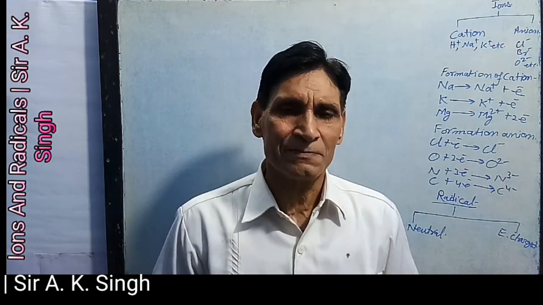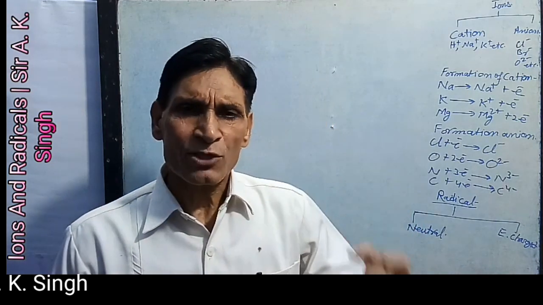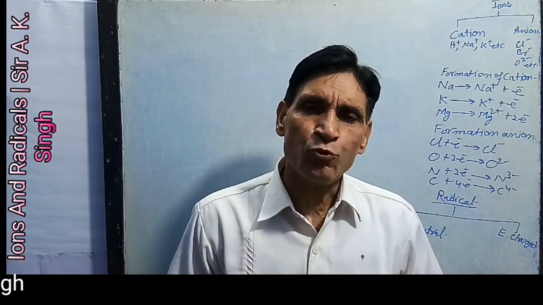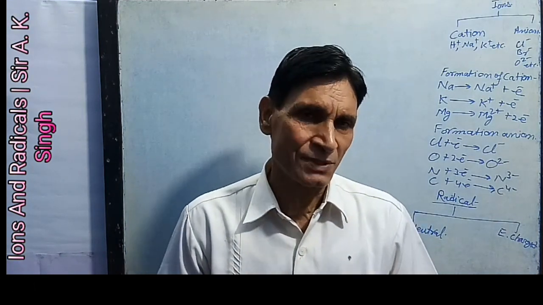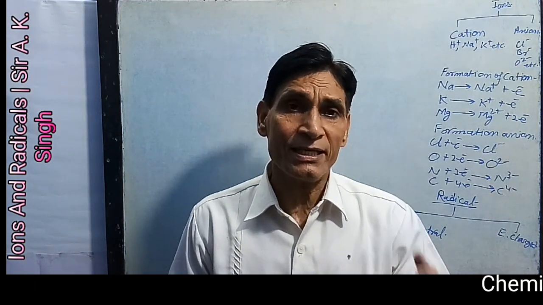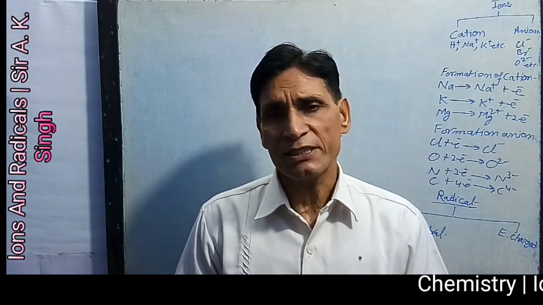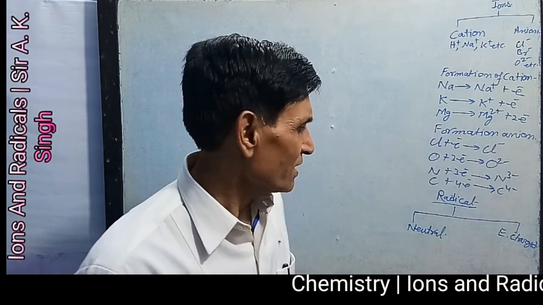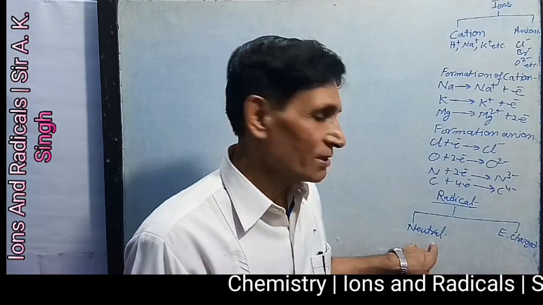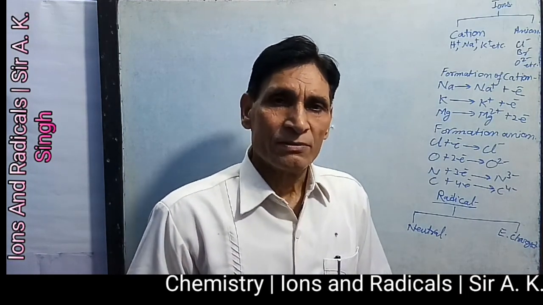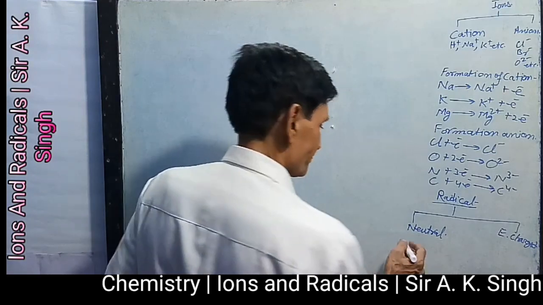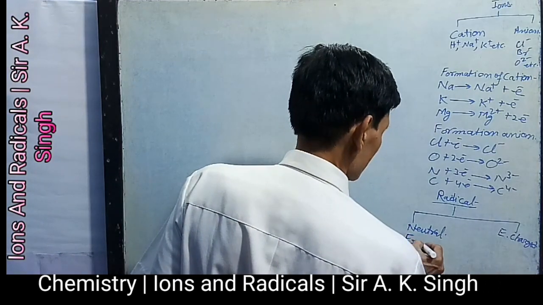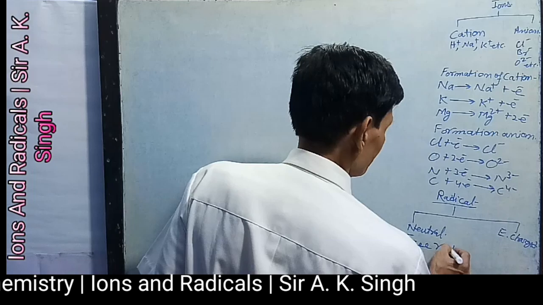First, what is a radical? An atom or group of atoms carrying positive or negative charge and behaving as a single unit in a chemical reaction is called a radical. Now in chemistry there is one neutral radical. I am telling you an example: free radical.